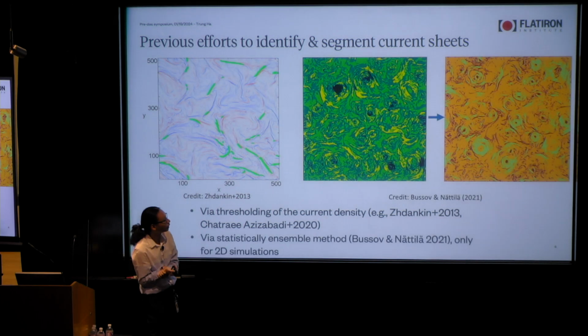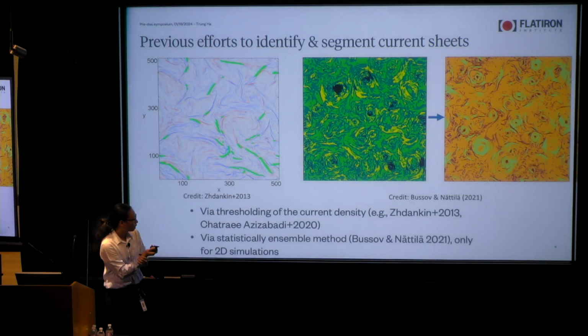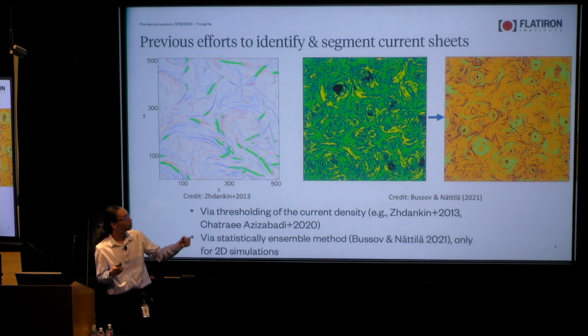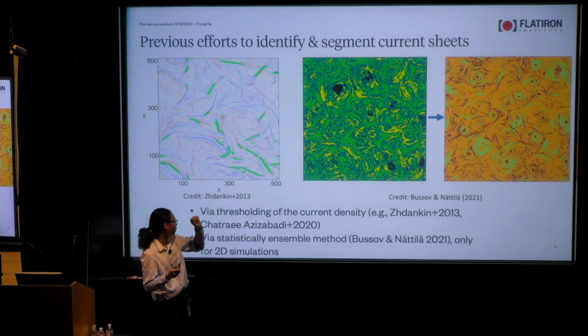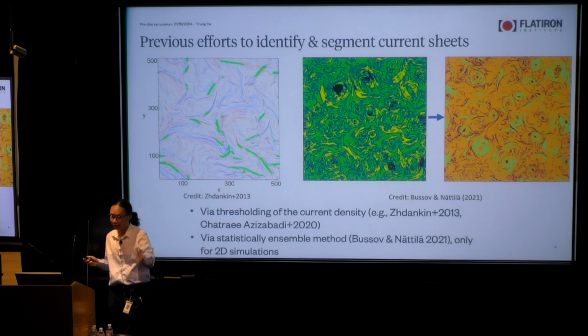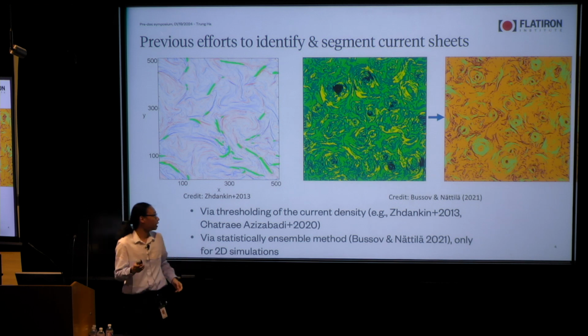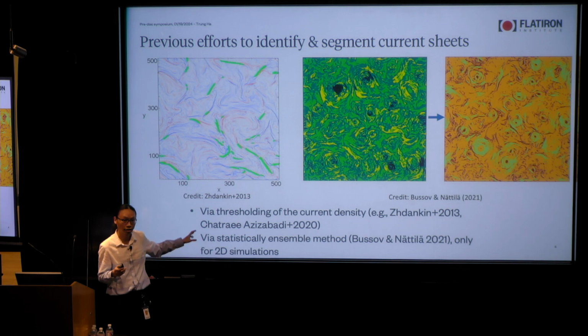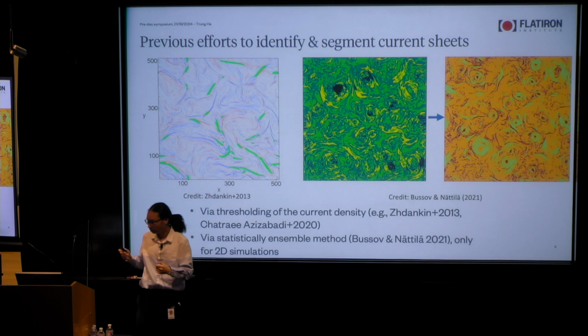Or alternatively, more recently, Busov and Natila 2021 used a more sophisticated method by integrating more than one feature into a machine learning model, using a statistical ensemble method to identify current sheets in 2D simulation. And the main goal that we started out with in this project is that we would like to generalize this method to apply it to 3D simulations.